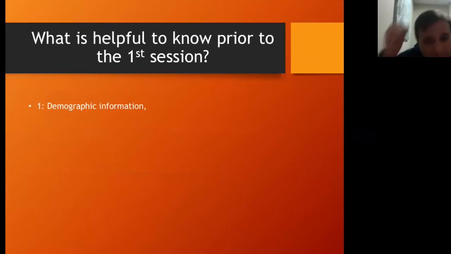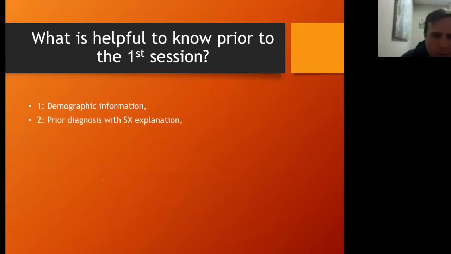So some of the things that are helpful to know prior to that first session, just in general, demographic information. It'd be nice to have an idea or a picture or a sense of who the person is. We talked a little bit about this when we talked about tuning in, right? Any prior diagnosis with symptom explanation.